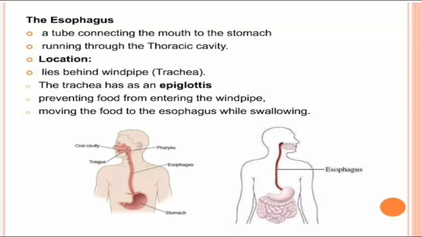Esophagus. A tube connecting the mouth to the stomach and running through the thoracic cavity is called the esophagus. It connects the mouth to the stomach. Location: it lies behind the windpipe. Windpipe means trachea. The trachea has an epiglottis, a cap-like structure which prevents the food from entering the windpipe. It helps in the movement of food to the esophagus while swallowing.